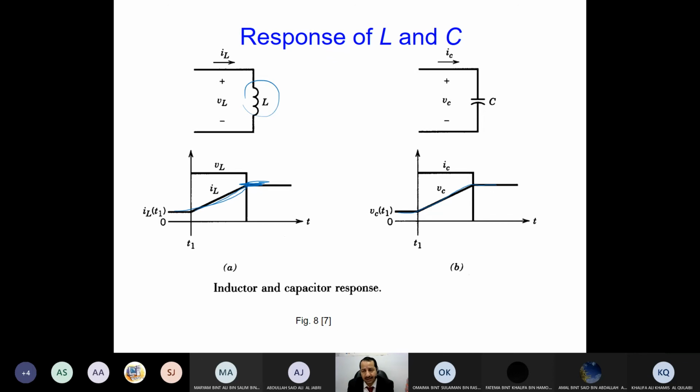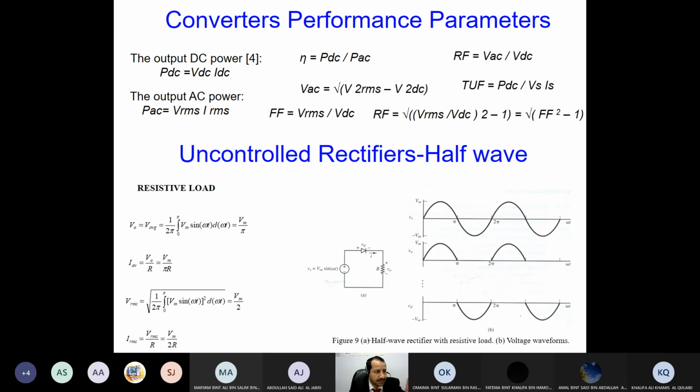In a capacitor, the voltage will build with time. The capacitor behaves as a short circuit first. It gets charged until it becomes an open circuit, and the full voltage appears across it. I just want to remind you because these behaviors will be mentioned in our discussion for different circuits.